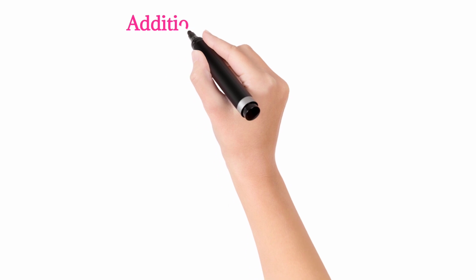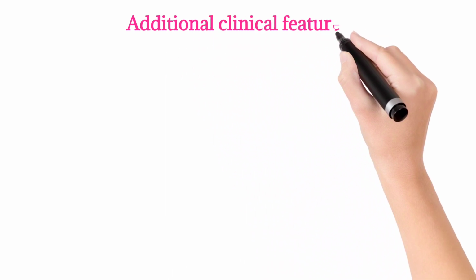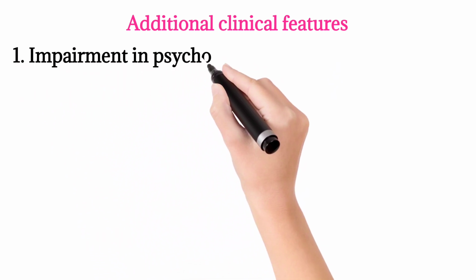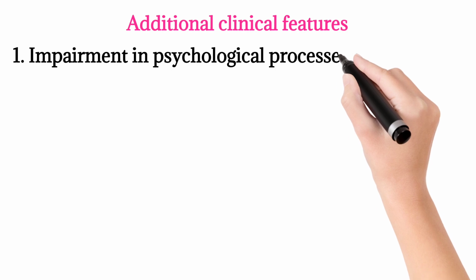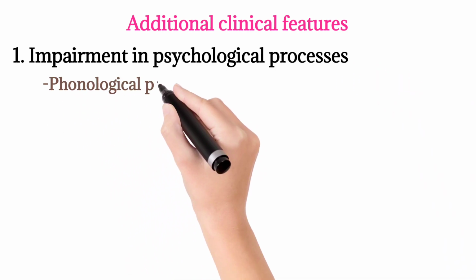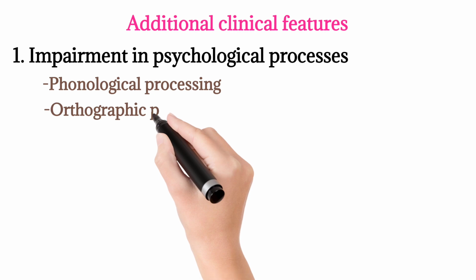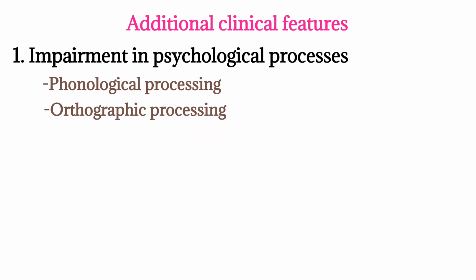Some of the additional clinical features for the diagnosis of this disorder involve: individuals with developmental learning disorder typically show impairment in various psychological processes that may include phonological processes, that is the ability to process and manipulate sounds in language. Next is orthographic processing, that is the ability to recognize, process and store written words in memory.